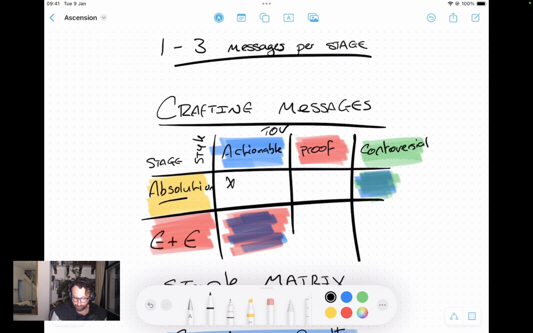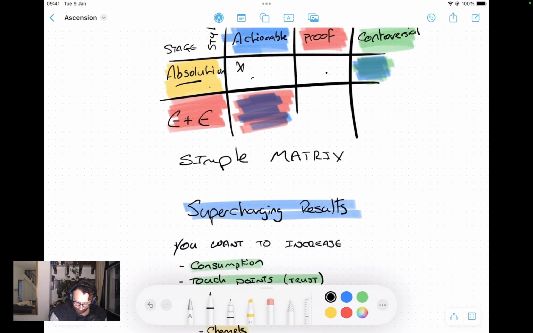And you could just do actionable, proof, controversial, and you could do absolution, actionable, absolution, proof, absolution, controversial, empower and excite, actionable, empower and excite, proof. It's just to come at the same message from different angles so it always feels fresh, and you're covering those different reasons why somebody won't buy. Really simple. Simple matrix, right?